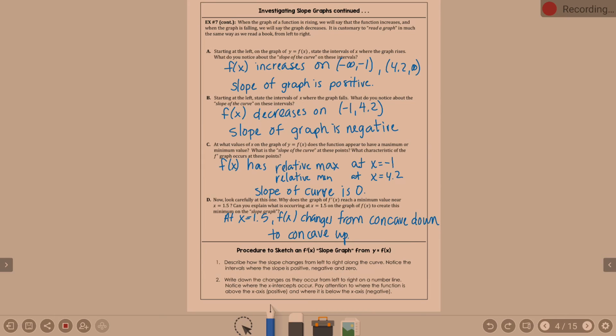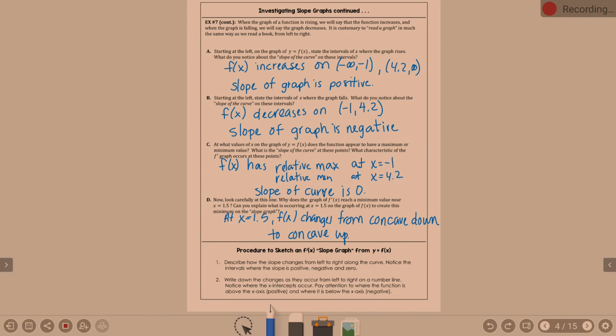Okay, we're going to practice a little bit of slope sketching. Notice the procedure. Describe how the slope changes from left to right along the curve. Notice the intervals where the slope is positive, negative, or 0. Write down the changes as they occur from left to right on a number line. Notice where x-intercepts occur. Pay attention to where the function is above the x-axis and positive, or below the x-axis and negative.